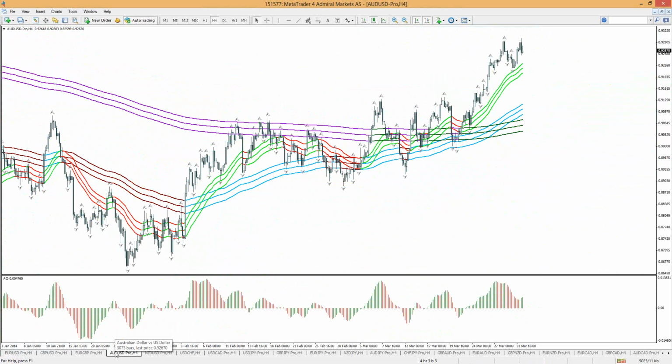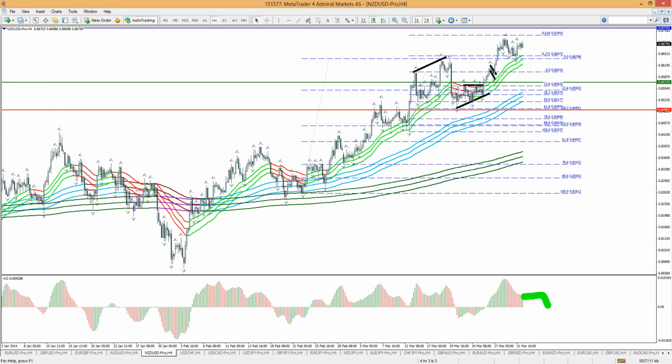AUD USD, looking for a retracement down to the zero line and then up again. Kiwi as well, looking for a retracement back to the zero line, and up again.